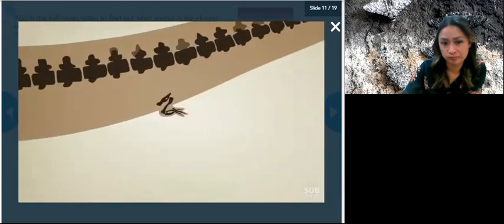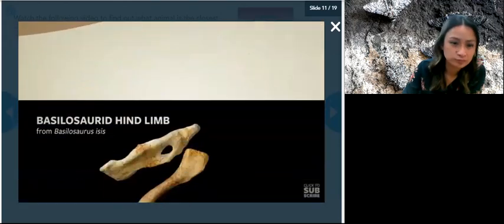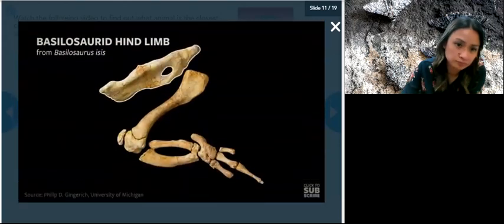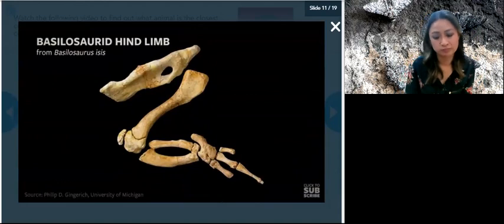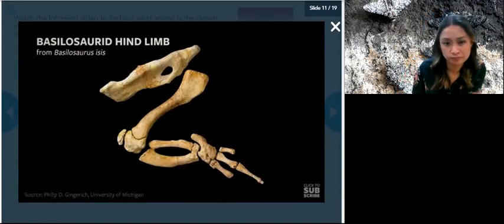At the back end of a basilosaurid's body, there are small, yet fully developed hips, legs, ankle, feet, and toe bones. These legs are far too small for walking on land, but they may have been useful while mating or for scratching away parasites and itchy skin.